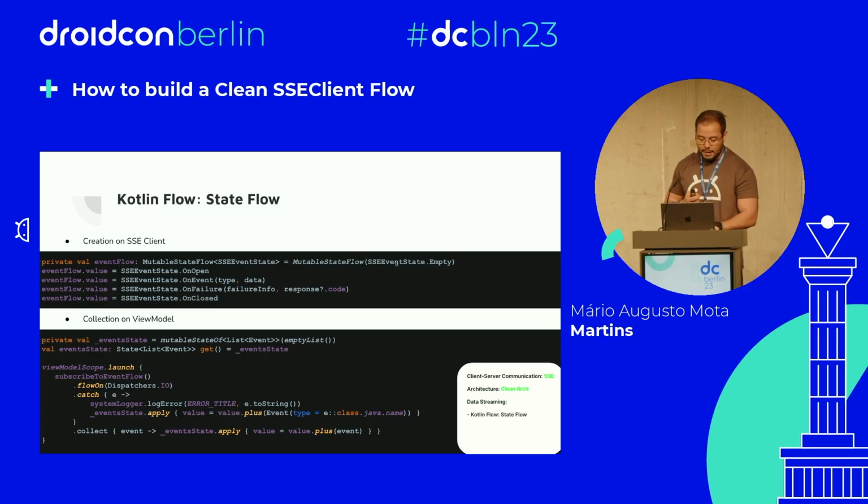It's a sealed class that is created here, the event state. And I have different states for the different conditions that we will have throughout our system. The first one is to create the state, the empty state. Then you have the on-open, which means that the connection was open to the SSE server. And the on-event is the important one, because this is the one that will be sent when we actually get some information from the server.